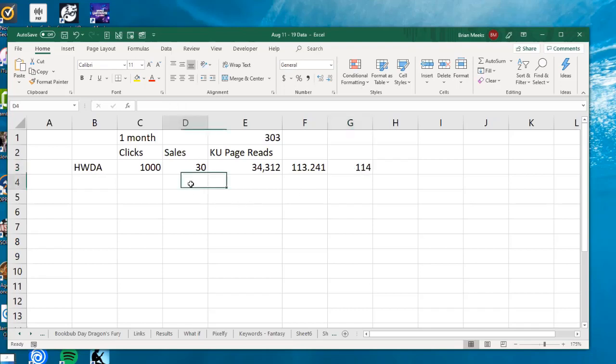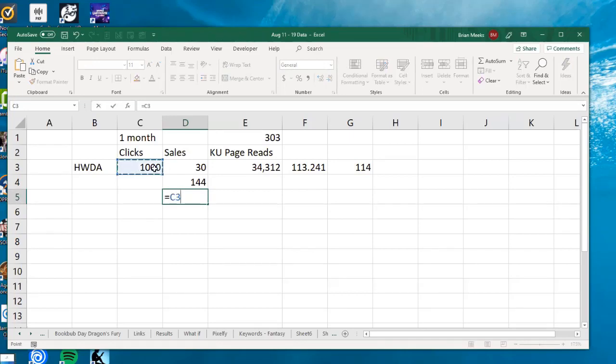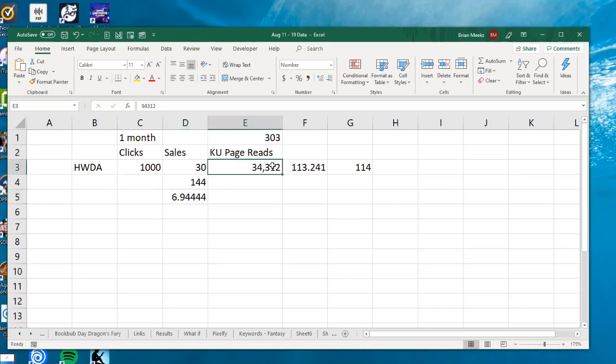So then we add the two together, equals this, which is our sales, plus this, 144. If we take that divided by the total number of new readers, it is 1 in 6.94 clicks to get a new sale. And I mean, I made these numbers up, but that's pretty close. Henry Wood is 1 in 8. So this is probably, we'll say 27,000. And that, as far as guessing goes, that's pretty good.